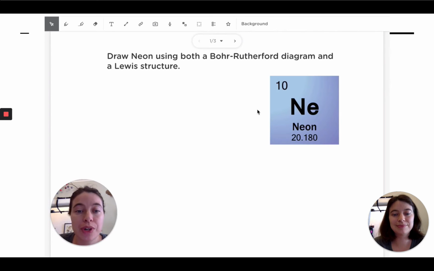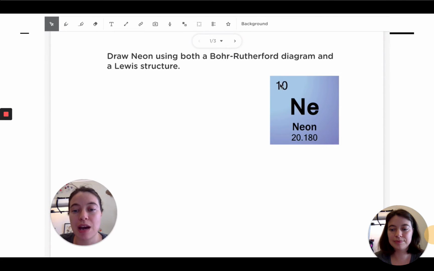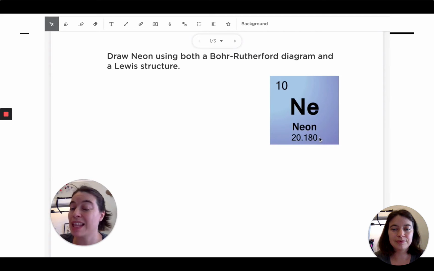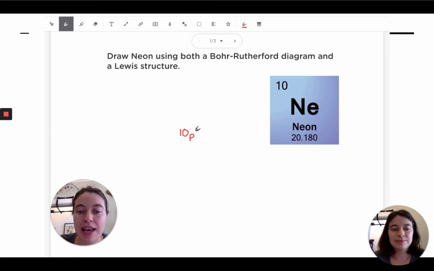So for neon, we would always start with the nucleus. So I would look at my periodic table, and this is the information from the periodic table. I can see that neon has 10 protons, because its atomic number is 10, and it has a mass of about 20.18. That's about 20. So I would start by saying, okay, we are going to have 10 protons. I know it has 10 protons because that is the same as my atomic number.